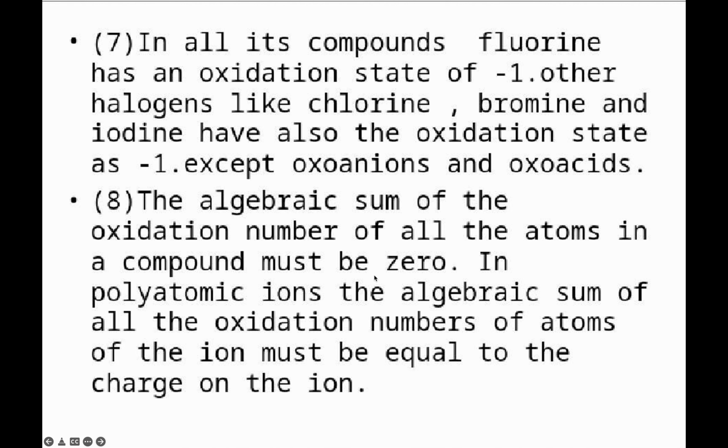Then the algebraic sum of the oxidation numbers, this is an important rule, all of you should remember this: when you add it up, the sum should be 0 in a compound, and on the basis of that only we calculate the values of oxidation number. If you are asked to find an unknown oxidation number of any element in a given compound, using this concept we find it out. And in polyatomic ions, the algebraic sum of all oxidation numbers of atoms must be equal to the charge on the ion. We will be solving this using a few examples, and I will be uploading some simple tricks so that you will find this really easy.